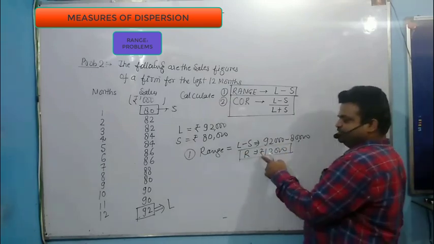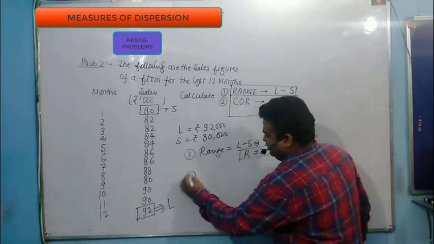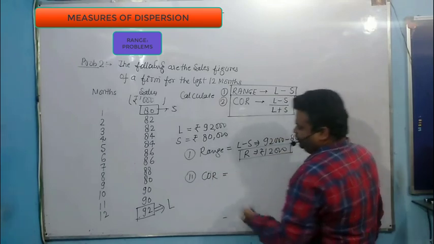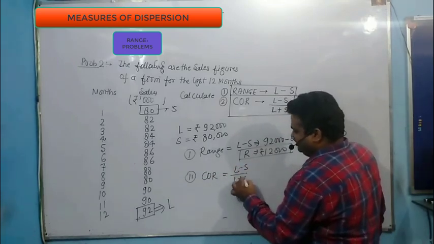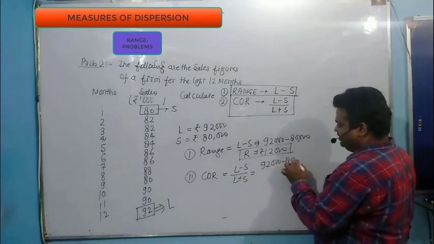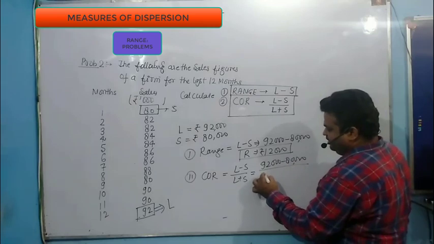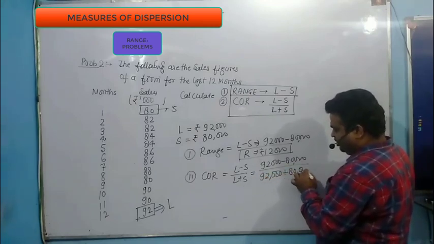Again I repeat, range is unit dependent. You got the value in a unit. Second, the coefficient of range. So what is the coefficient of range? L minus S divided by L plus S. So L minus S is what? 92,000 minus 80,000 divided by 92,000 plus 80,000.